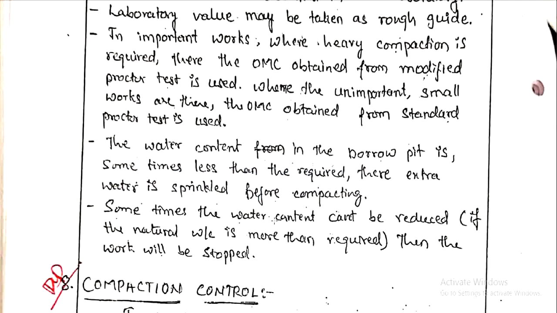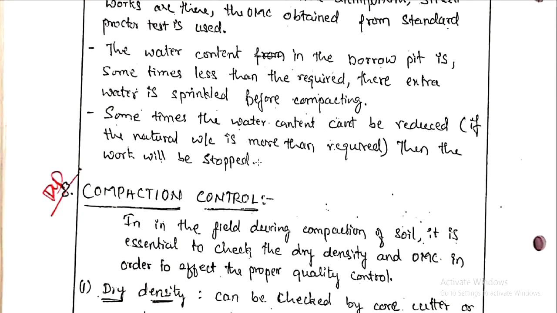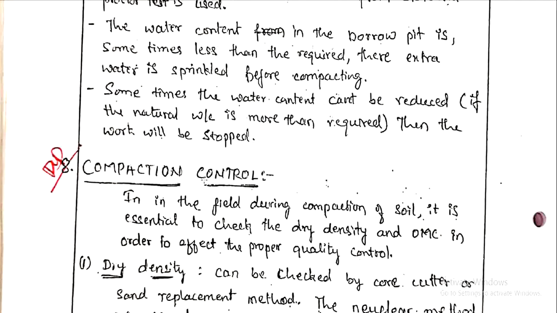Sometimes the water content can't be reduced. If the natural water content is more than required, then the work is to be stopped. We have to wait for the summer season, so that the water content can reduce, and at that point we start the compaction. These 2 points explain placement water content, which is nothing but the water content actually in the field. This placement water content is very important for control of compaction.